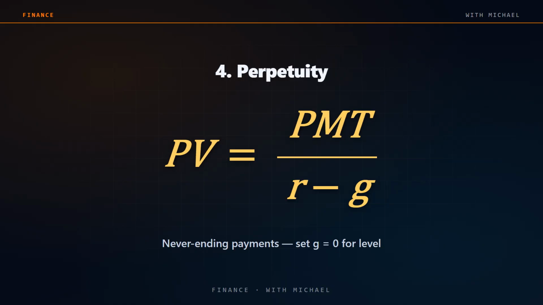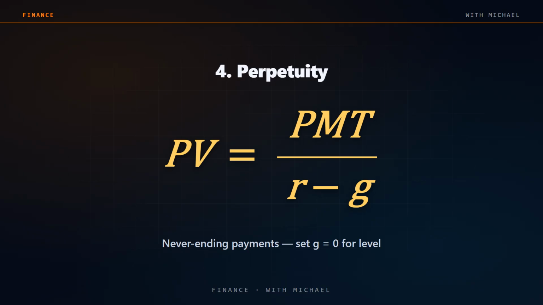Times 3,000 equals 9,931. NPV equals 9,931 minus 10,000 initial investment equals negative $69. Reject the project. Common student mistakes.